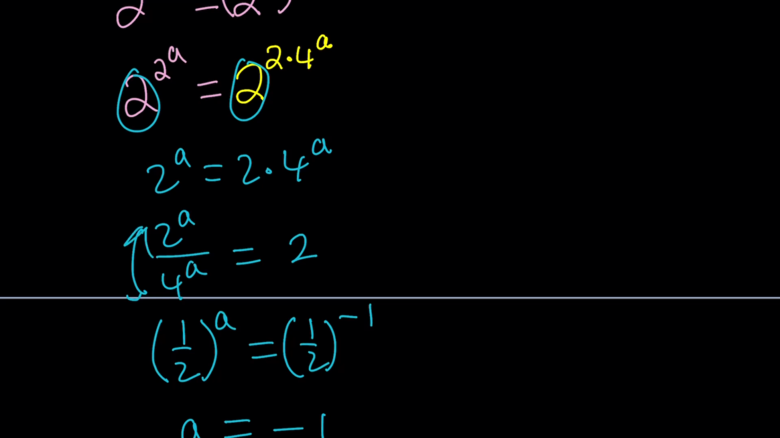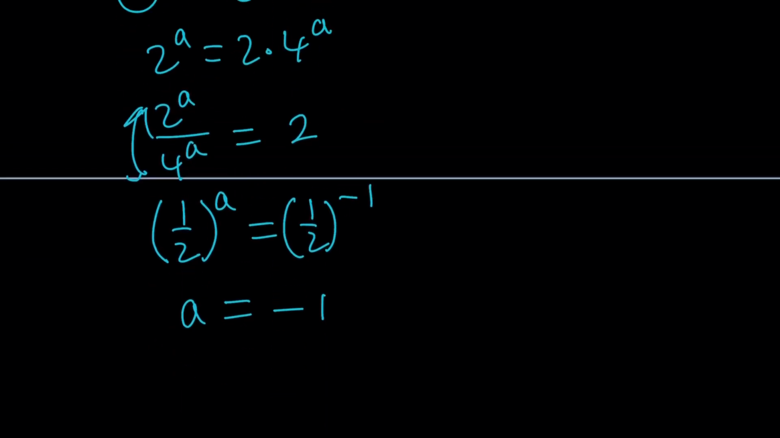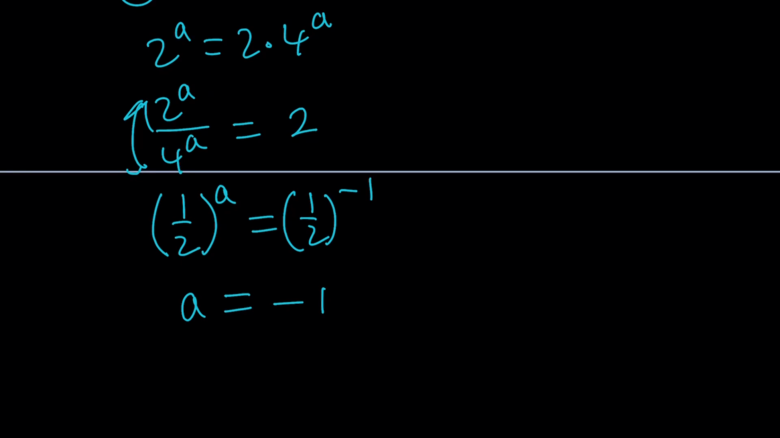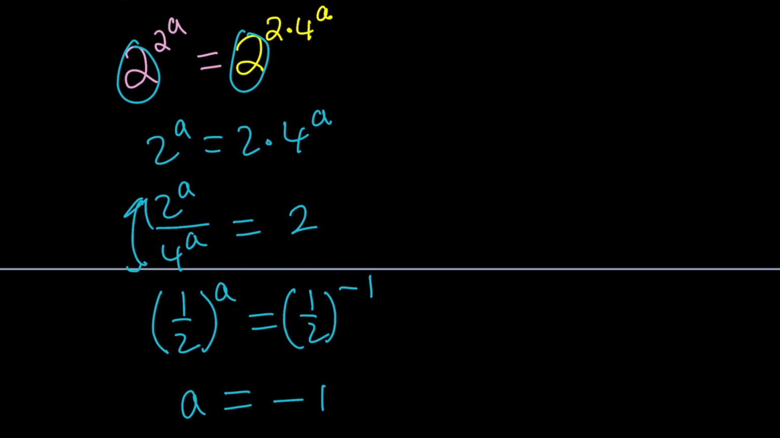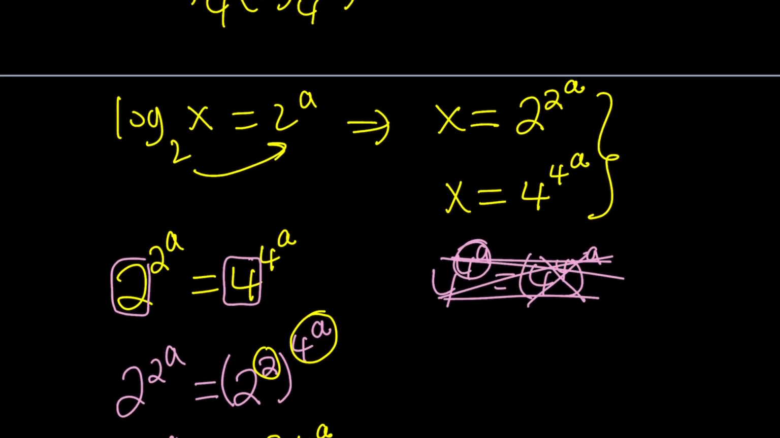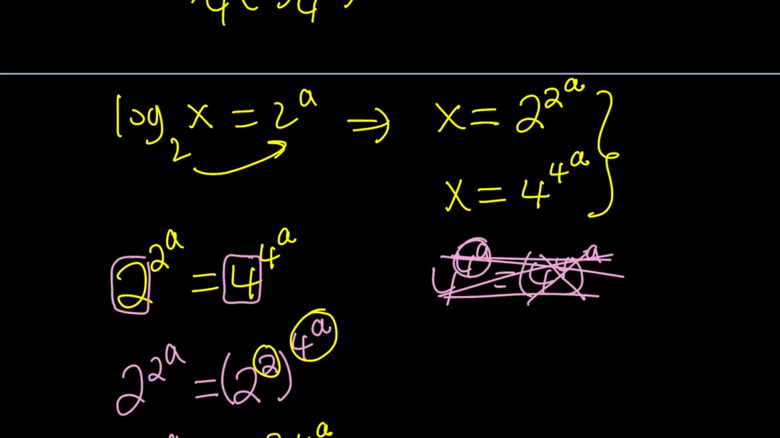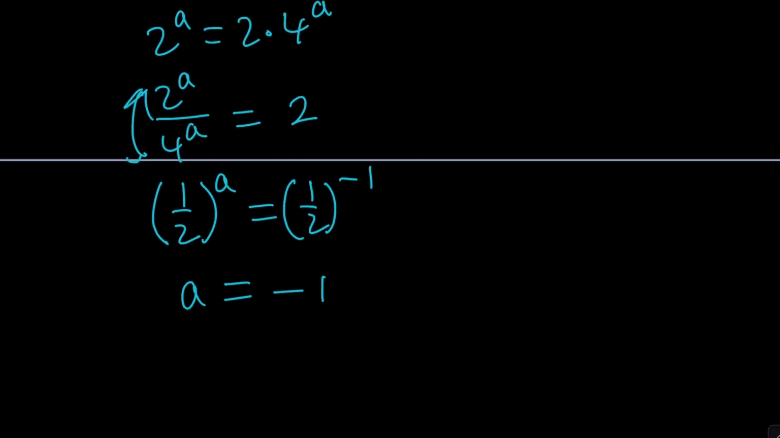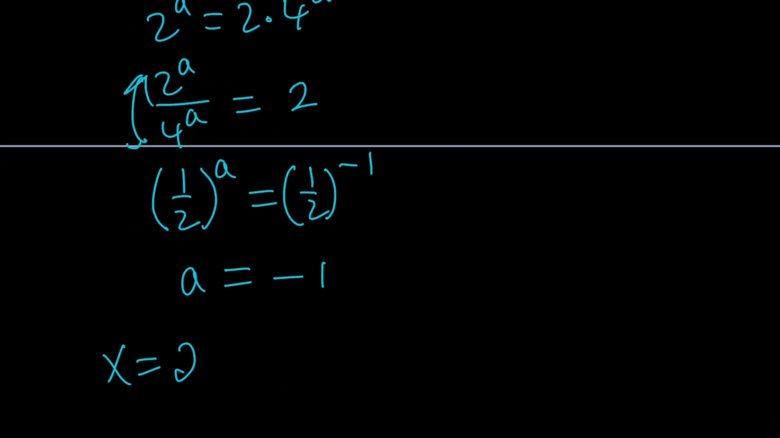Make sense? I mean flip. I probably shouldn't say invert, because invert can mean finding the inverse. Well, it's kind of the multiplicative inverse. That's what it is. So a is equal to -1, but what is a? A is nothing. X is 2 to the 2 to the a. So let's go ahead and plug it in. X is 2 to the 2 to the a, right? What a is, is a good question.